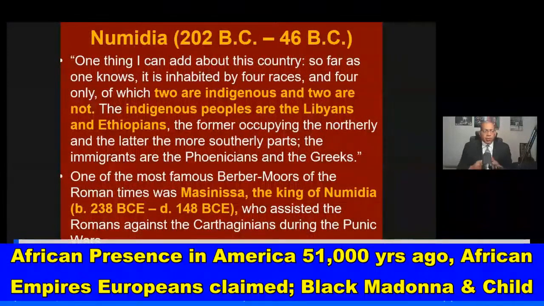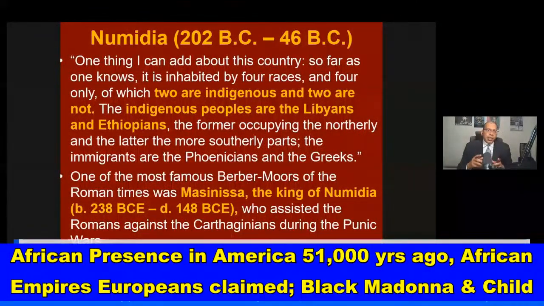The indigenous people are the Libyans and the Ethiopians. The former, the Libyans, occupying the northerly, and the latter the more southerly parts. The immigrants are the Phoenicians and the Greeks.